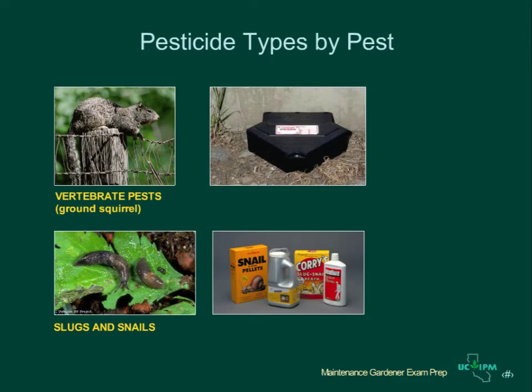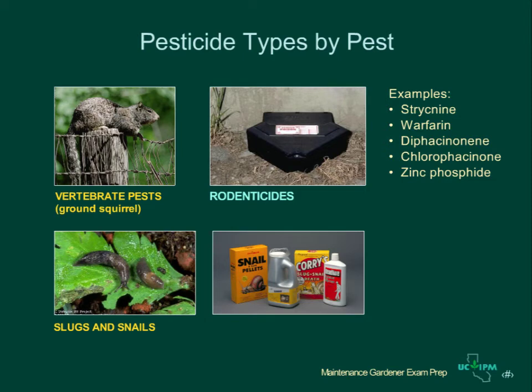Pesticides applied to manage rats, mice, ground squirrels, gophers, or other rodents are called rodenticides. Many of these products are quite toxic to pets or wildlife and should be placed in bait boxes or out of reach. Examples include strychnine, warfarin, diphacinone, chlorophacinone, and zinc phosphide. Pesticides applied to control slugs and snails are called molluscicides. Metaldehyde and iron phosphate are common active ingredients in molluscicide products.